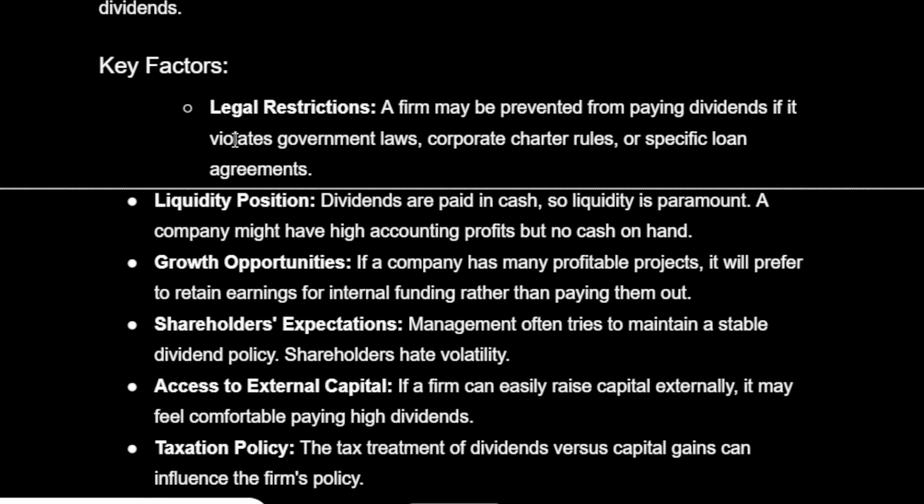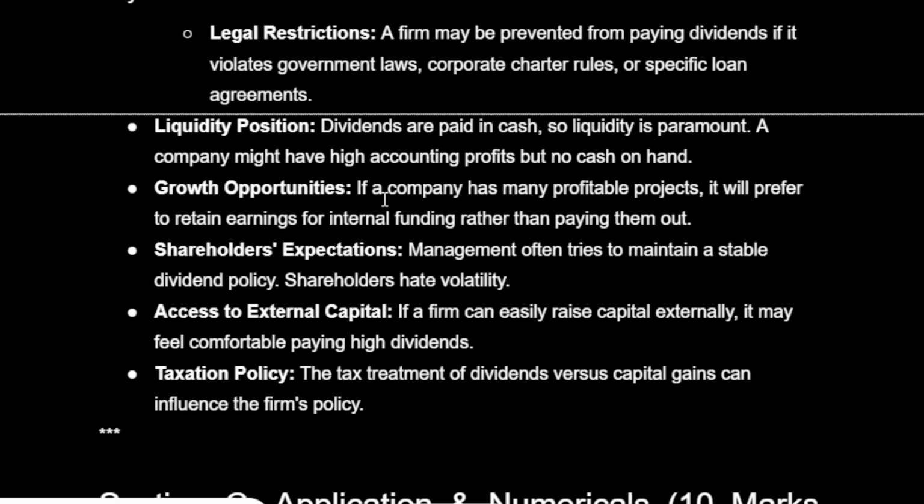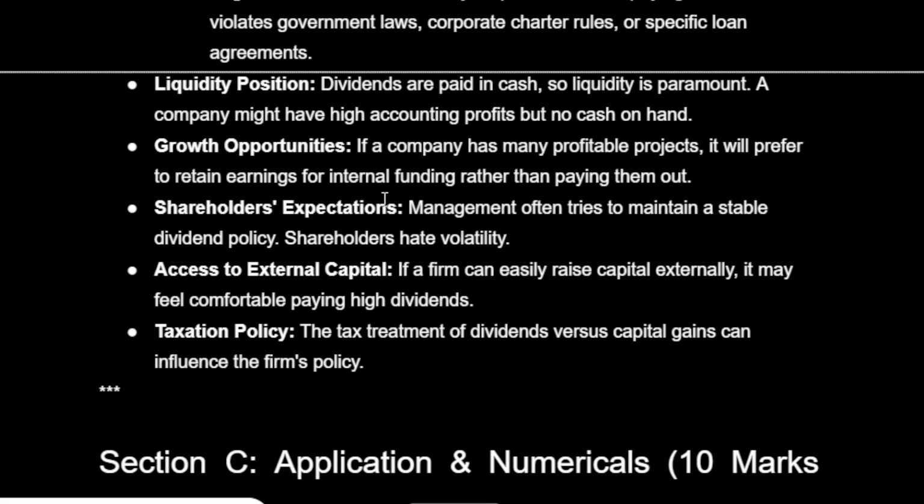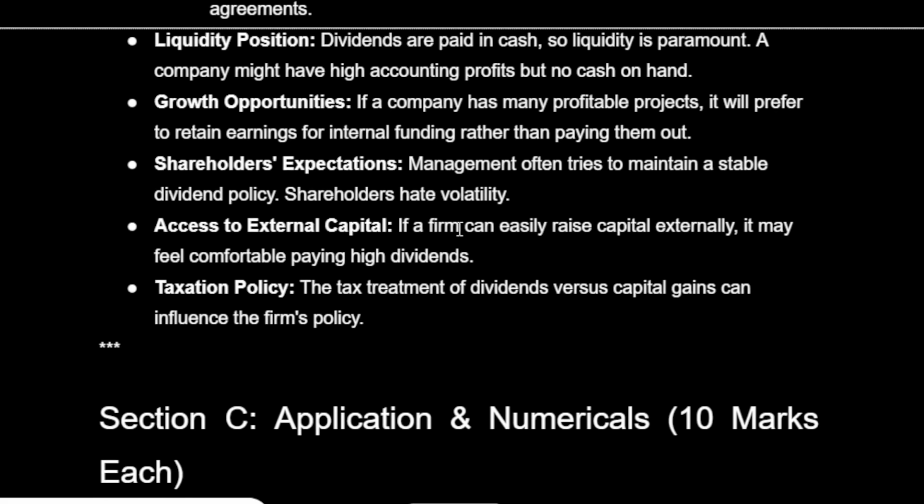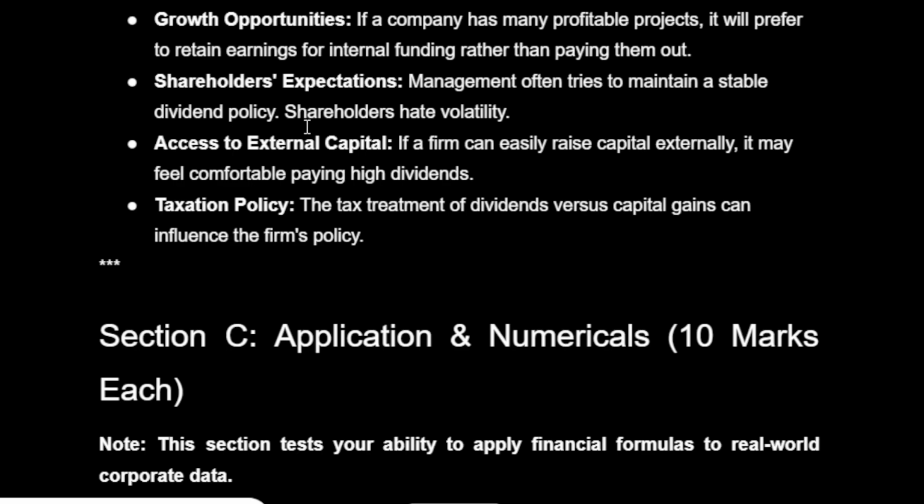Key factors. Legal restrictions. A firm may be prevented from paying dividends if it violates government laws, corporate charter rules, or specific loan agreements. Liquidity position. Dividends are paid in cash, so liquidity is paramount. A company might have high accounting profits, but no cash on hand. Growth opportunities. If a company has many profitable projects, it will prefer to retain earnings for internal funding rather than paying them out. Shareholders' expectations. Management often tries to maintain a stable dividend policy.